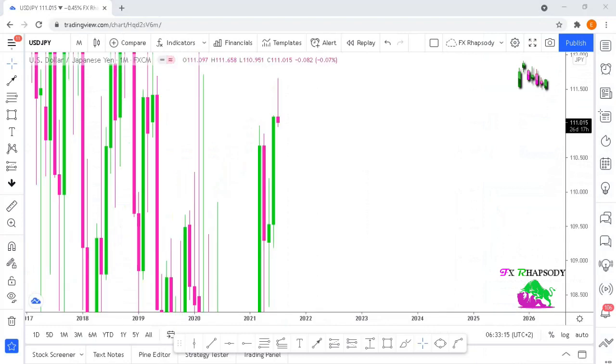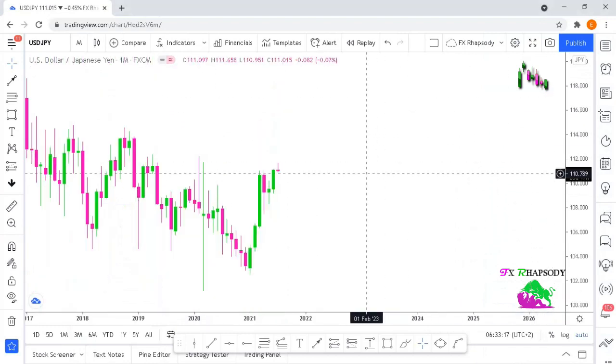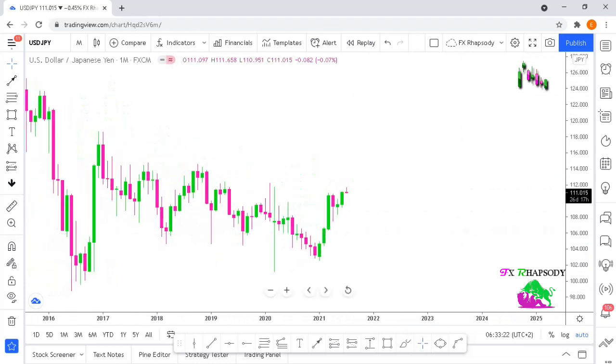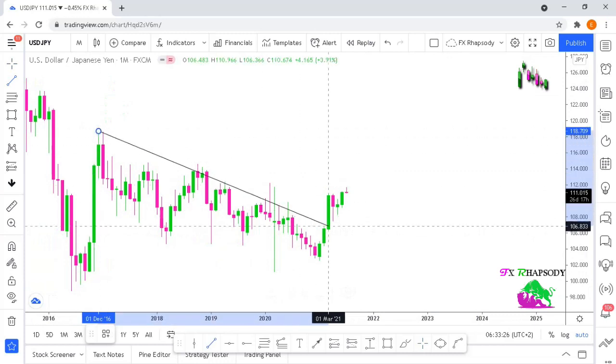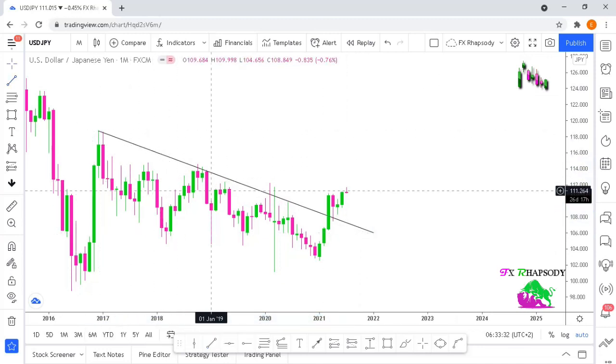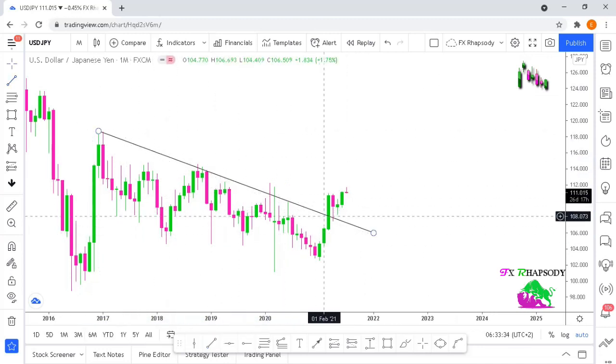Okay, there we go. Just expand it. So basically what we can see on UJ, we see this trend line here on the monthly time frame that was broken. There we go. So we can see that there was a nice trend line that price was respecting. So basically this price broke out. It came back to retest it.